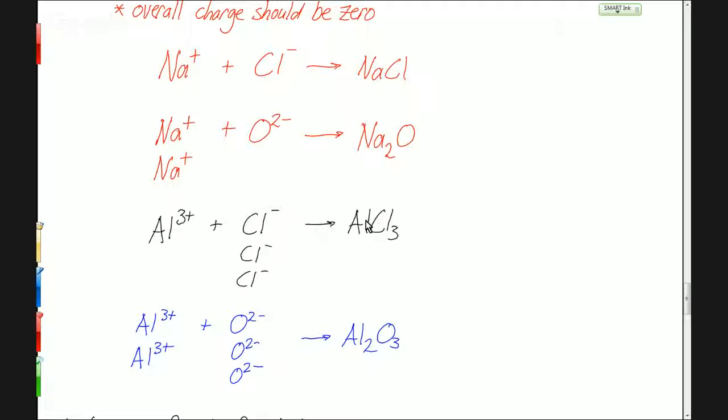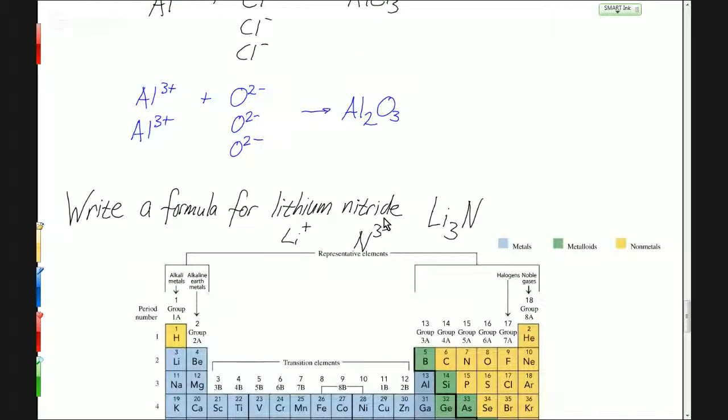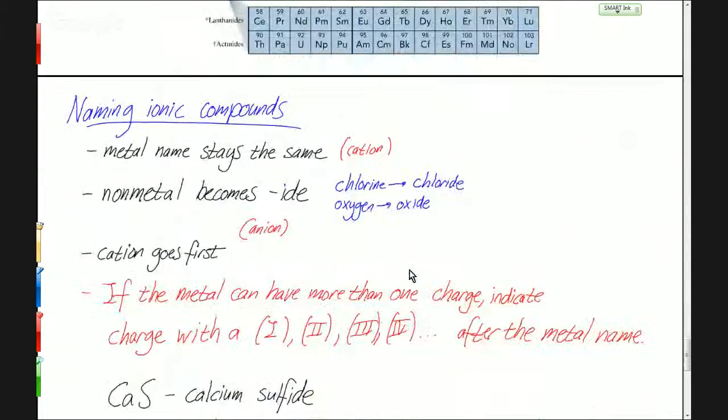What about this one? Aluminum chloride. On this one? Aluminum oxide. So you get the idea? And then that's how we got lithium nitride. All right, so let's get into that last category where it gets a little bit weird.